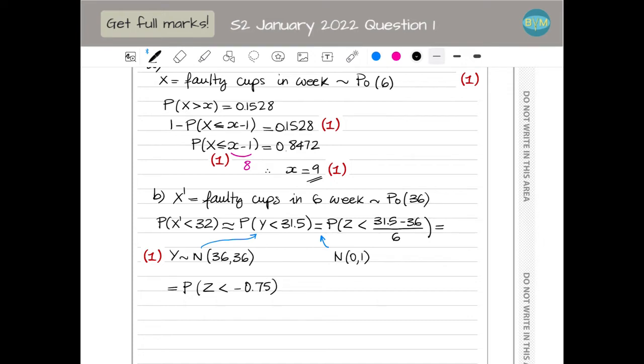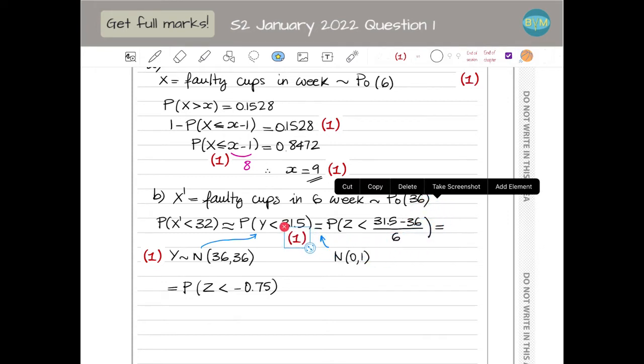And I have 2 marks here for the method. So I have 1 mark for the correction and using the correct number here, and another mark for standardizing or making your normal distribution a standard normal distribution.